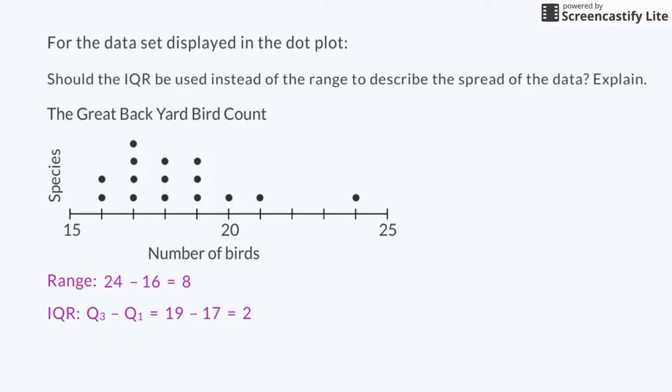Now I need to decide if the interquartile range or the range should be used to describe the spread of data. Most of the data values are clustered close to the median. The maximum value of 24 significantly affects the range, but not the interquartile range. For these reasons, I would use the interquartile range to describe the spread of the data.